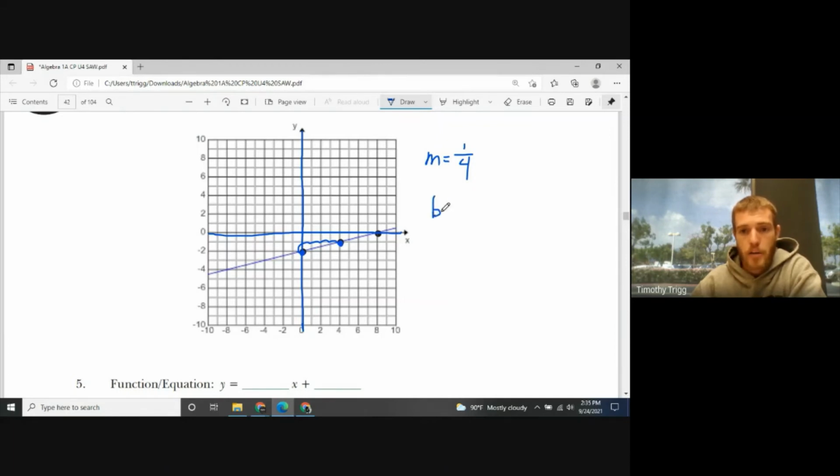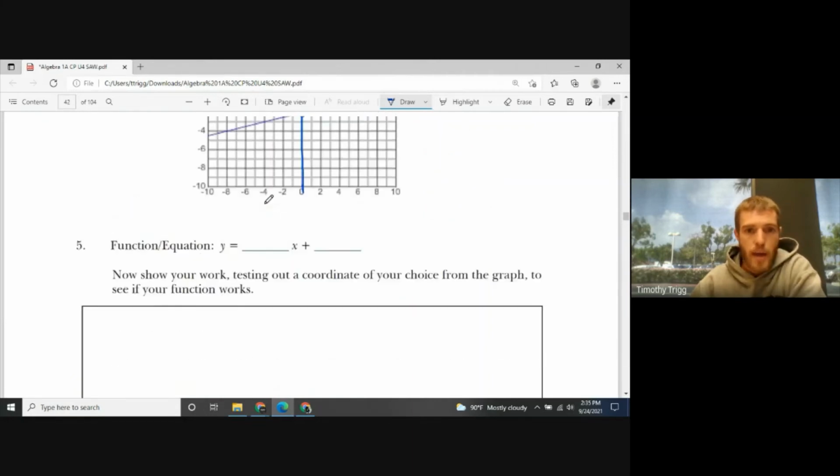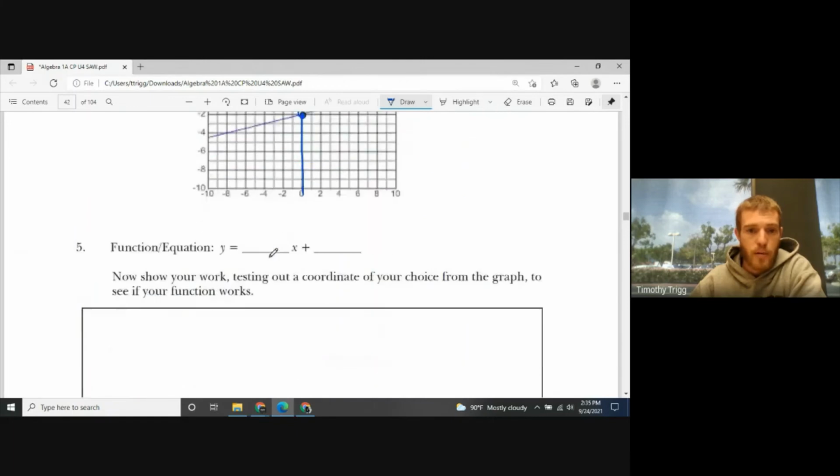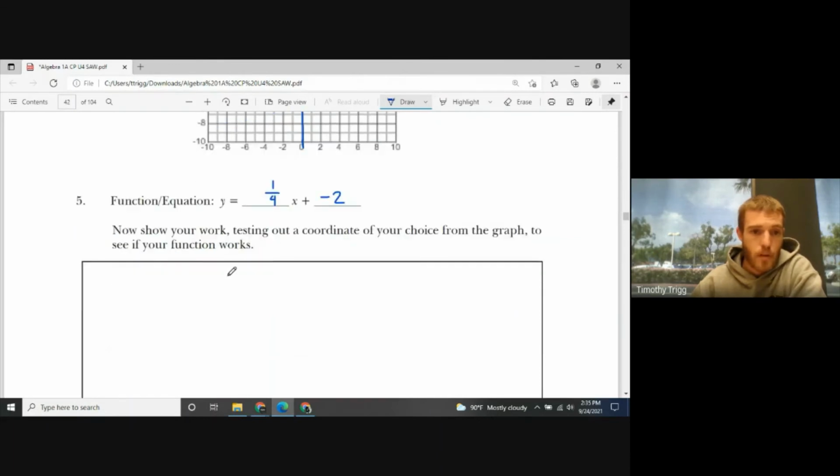What about our y-intercept? Well, the y-intercept in this case is down 2, right? So from 0, 0, I had to go down 2, -2. So now we have our equation. Y equals 1/4 x plus -2. Again, I'm going to write it as y equals 1/4 x minus 2.